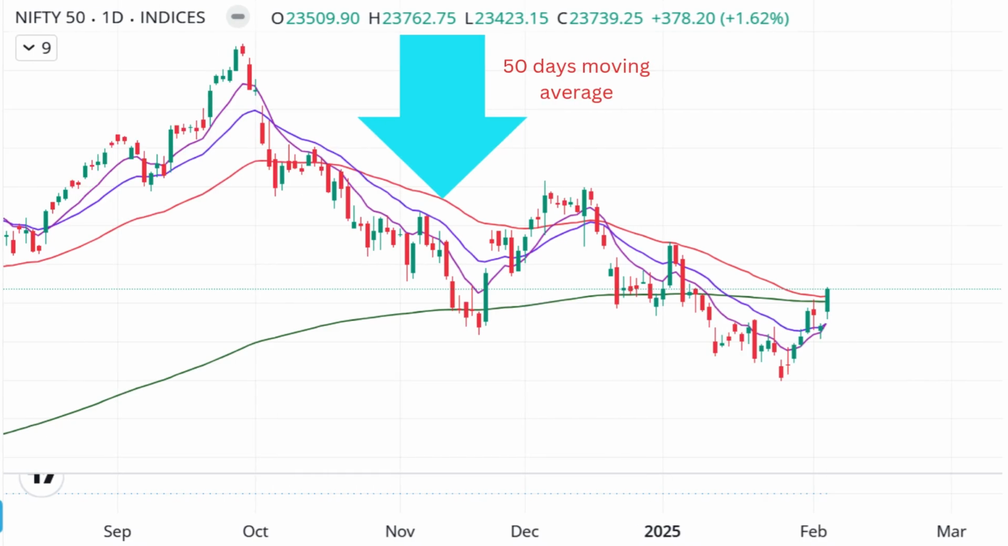The 50-day moving average, 50DMA, helps identify short-term trends. When a stock is above the 50DMA, it reflects a bullish sentiment, while falling below it may indicate weakness.